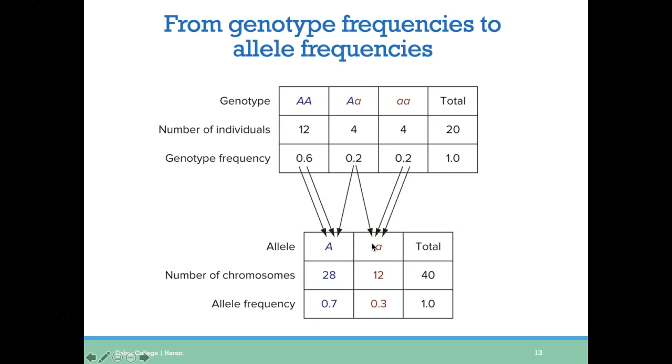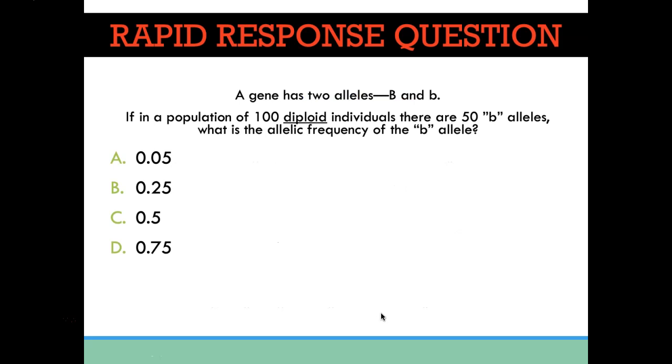Same idea. We have 40 total chromosomes, and for little a, we have 8 that come from here, 2 times this, that's 8, plus these 4, which gives us 12. And 12 divided by 40 is 0.3. So I hope this is not too confusing. It's hard to see whether you get this or not, because I can't see you. And I hope this is kind of making sense. If not, pause here and make sure you can read it in the book and understand it before you move forward. So see if you can answer this question now.